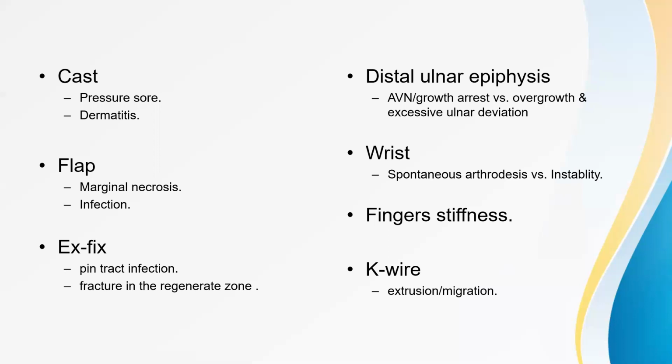Finger stiffness, this is always the case, and the stiffness is always reducing as we go ulnarly. So the more radial digits are stiffer than the ulnar digits. The K-wire related complications of extrusion or migration might necessitate a second procedure and repeat of the operation.